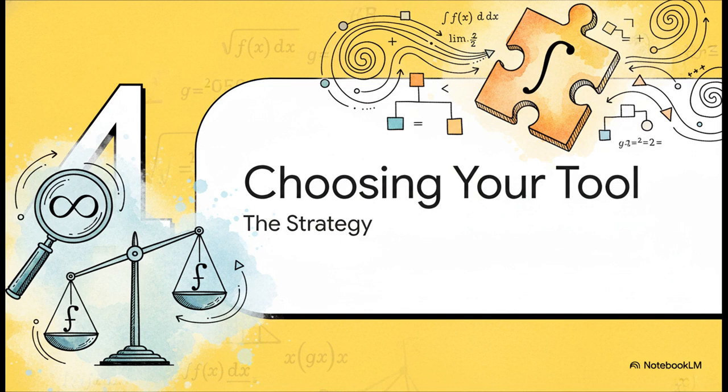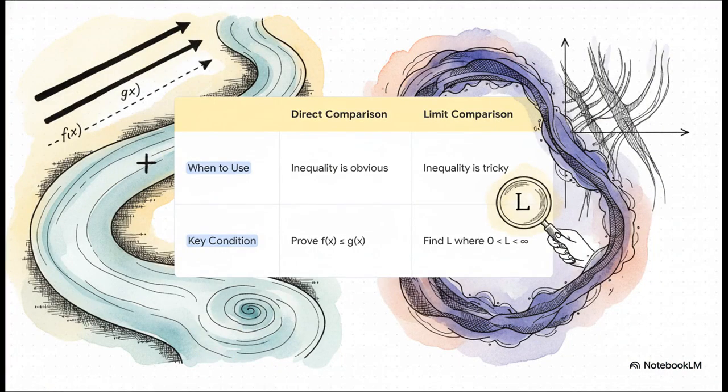So now you've got two fantastic tools. The final piece of the puzzle, the real art of this, is knowing which one to use and when. Think of this slide as your cheat sheet. Use the direct comparison test when the inequality is simple. It's obvious, like when you're just adding a number in the denominator. But when that inequality is tricky or just not clear at all, reach for the limit comparison test. If the two functions kind of look like they have the same long-term behavior, the limit test is almost always the faster and cleaner way to get the answer.